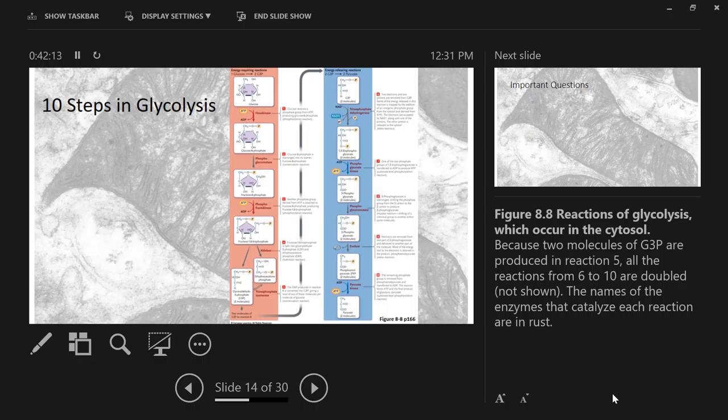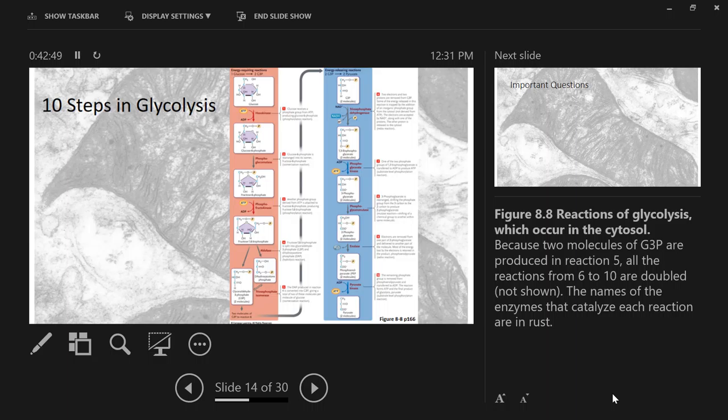This is a figure from a textbook, a textbook different from yours, although your textbook has a good figure as well. And what it does is it walks you through all 10 reactions of glycolysis. And so here are the first five. In the first five, we need to invest two ATP, and we need to get from glucose to two molecules of G3P. So when you get to the bottom of here, it says two molecules of G3P.